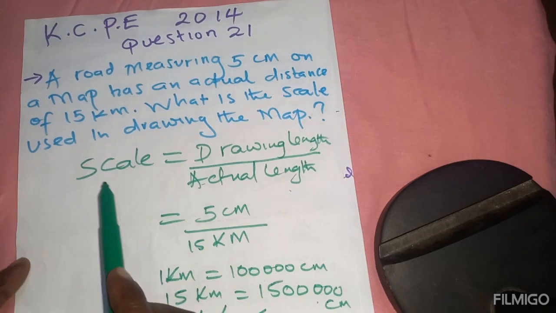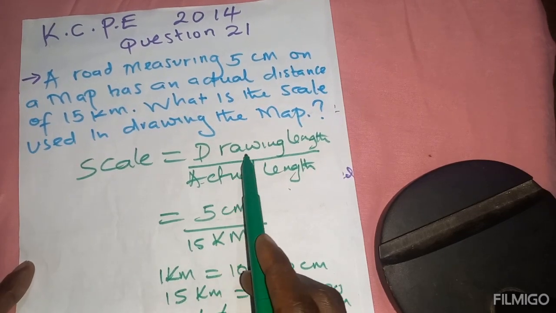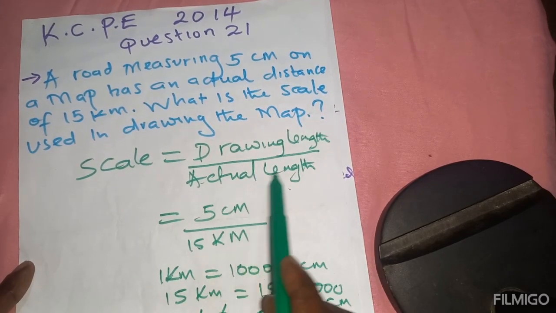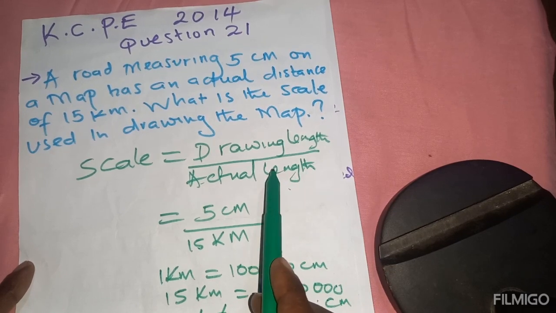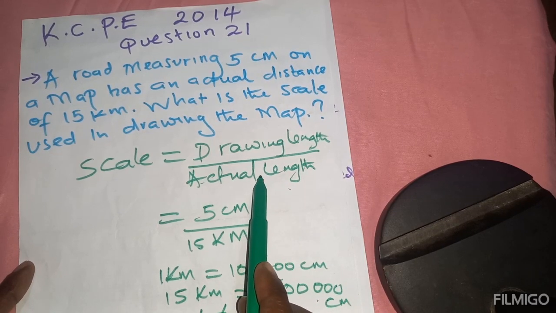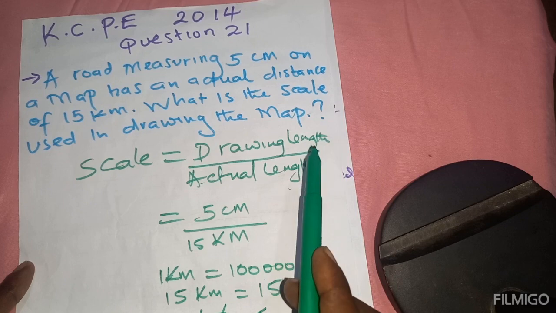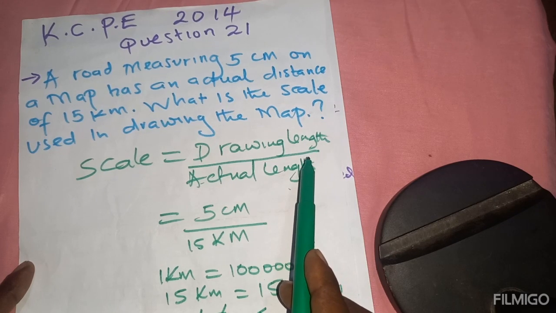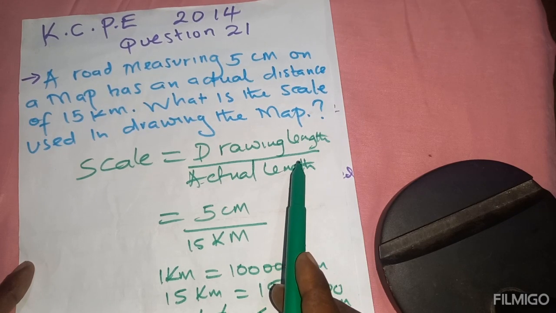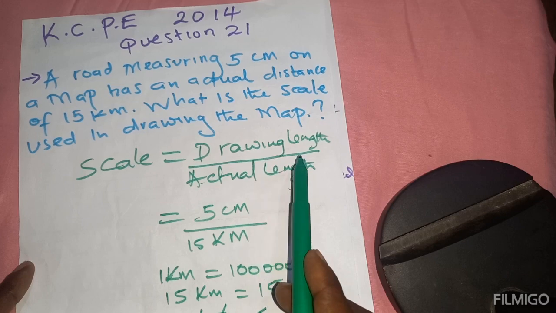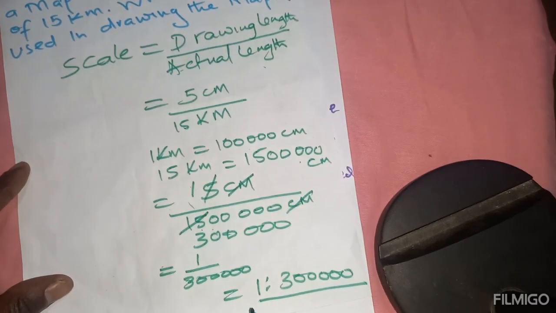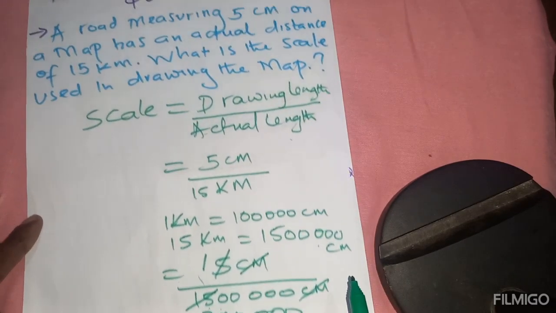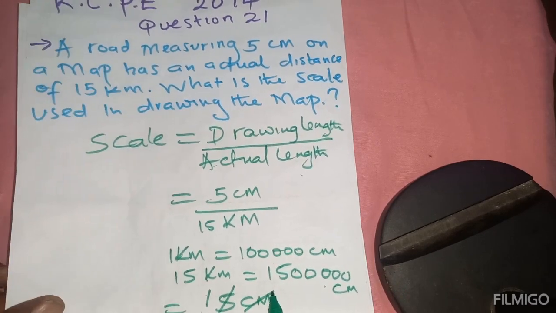We have said that to get scale, you divide drawing length by the actual length. Make sure that you convert all the measurements to be in the same units. And if the question is asking about ratio scale, don't forget to convert after you have divided. Let us move on to our next question for today.